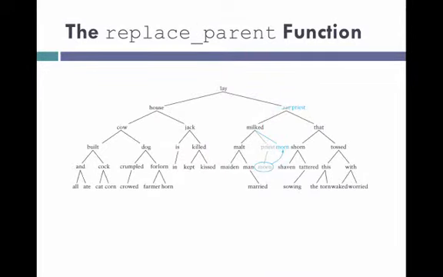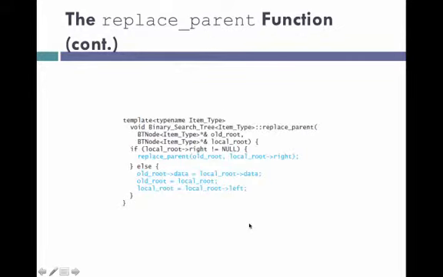Now the replace parent function, remember this was the case where we take mourn and replace priest, which had been copied to where rat occurred before. Now here's the replace parent operation. If the local root arrow right is not null, then we call replace parent, passing a parameter of the old root and the local root arrow right. Otherwise, the old root data gets replaced with the local root data.